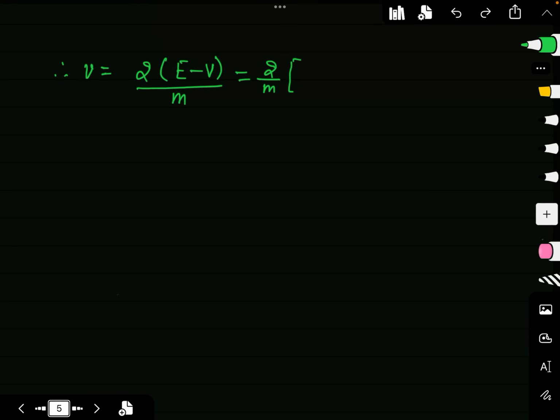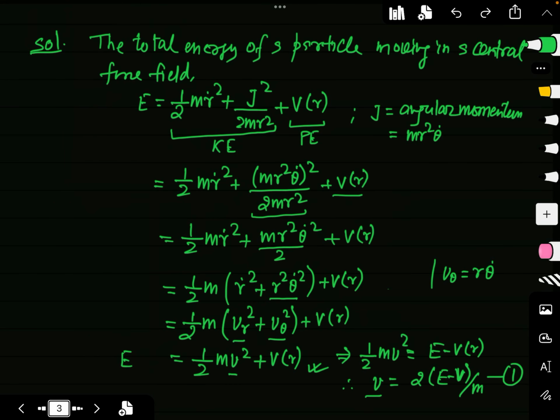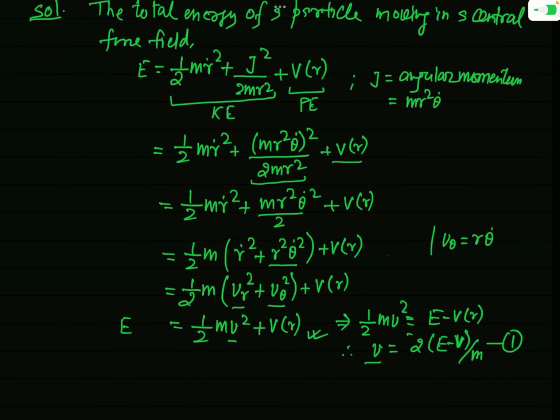therefore v is equal to the square root of 2 over m times E minus V, and there will also be a square root here. See, here v will be a square root of this much, because v square will be this, so this is a square root of this much.